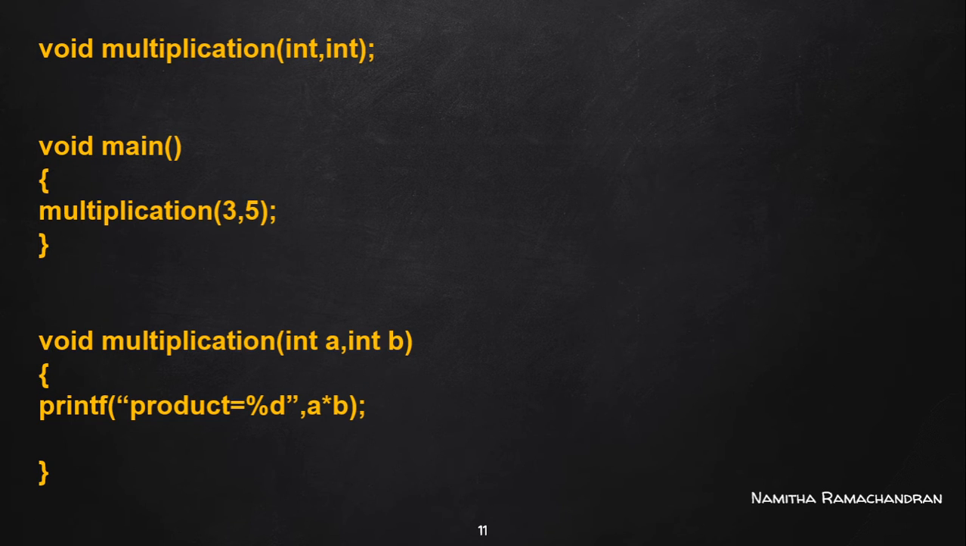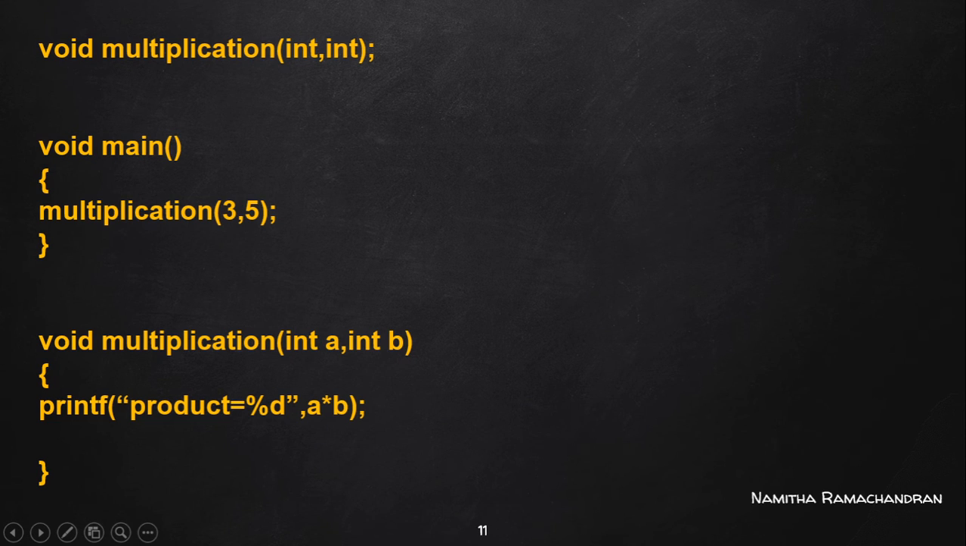The first step is copying the actual values to the formal parameters. So the first actual value 3 is copied to a location which is labeled A. A is a formal parameter here, and to that location we copy the value 3. And to the second formal parameter B, we copy the second actual value 5. After completing this copying operation, we can start the execution of our function body based on the values now available in these formal parameters.